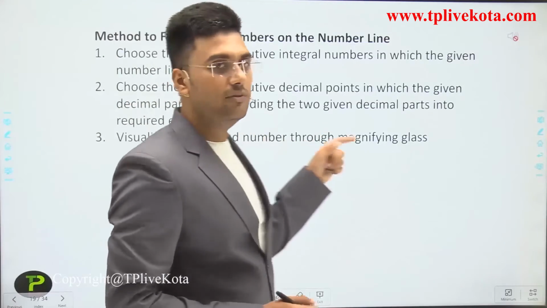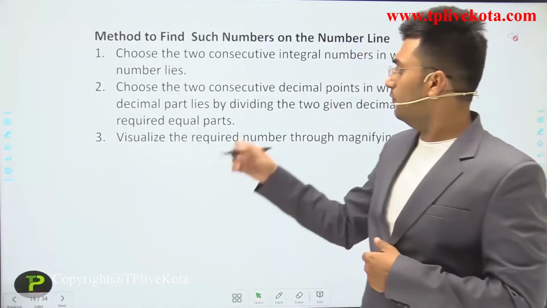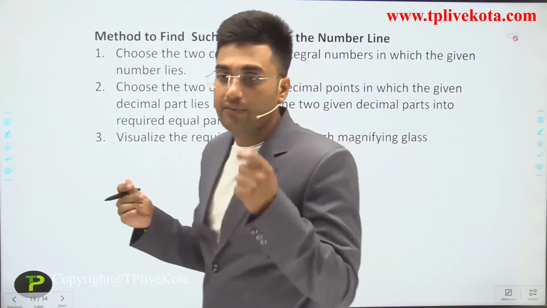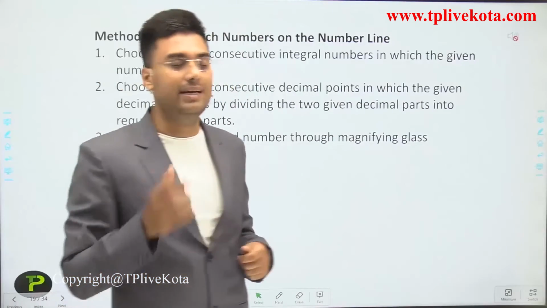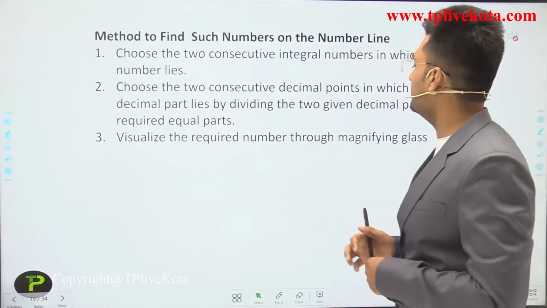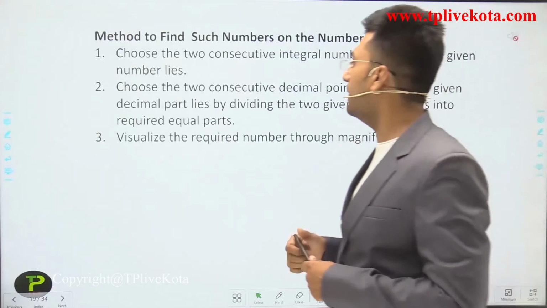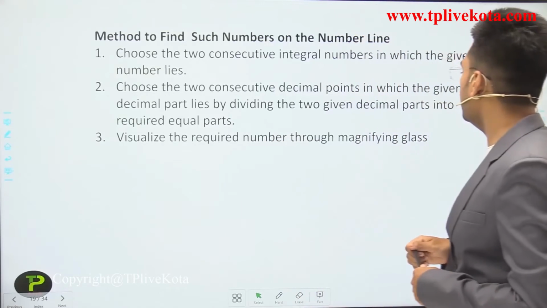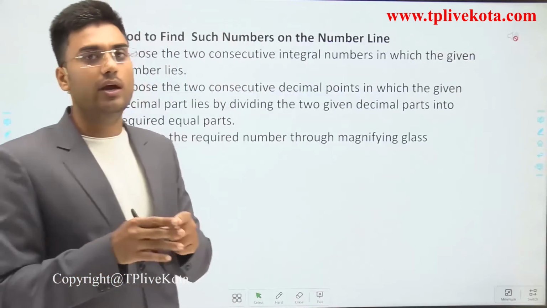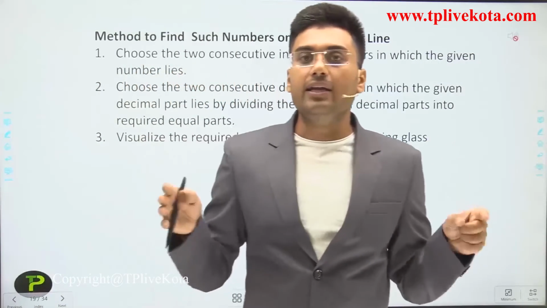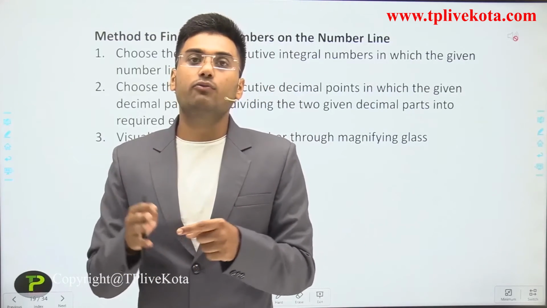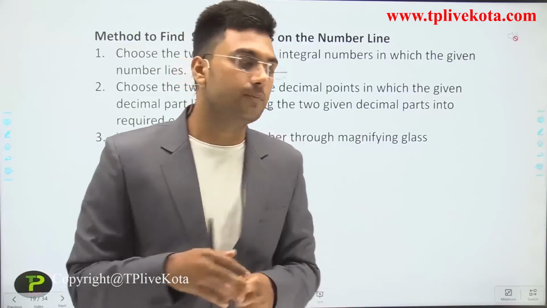This is the process which I already discussed with you. First of all, we choose two consecutive integers in which the given number lies. For example, 1.2 lies between 1 and 2. The next step is to choose two consecutive decimal points in which the given decimal part lies, by dividing the two given decimal parts into required equal parts. As I already discussed with you, you have to divide that part in 10 equal parts. Then if you require more division, you have to make subparts of the part. Okay, and this process goes on.